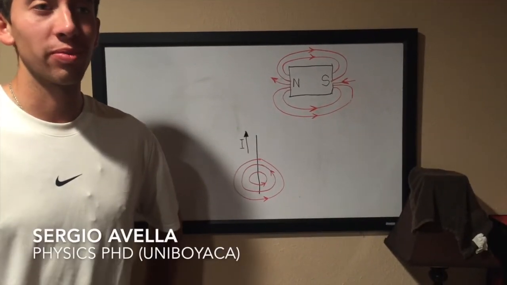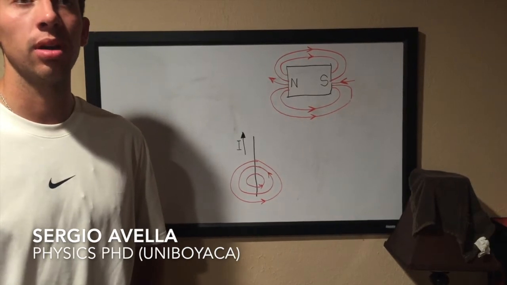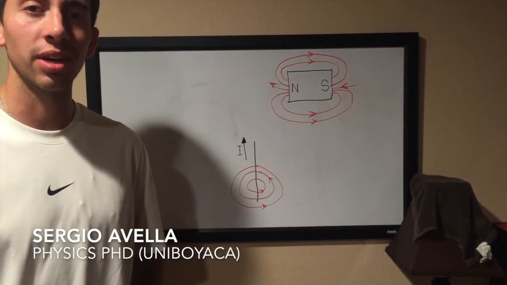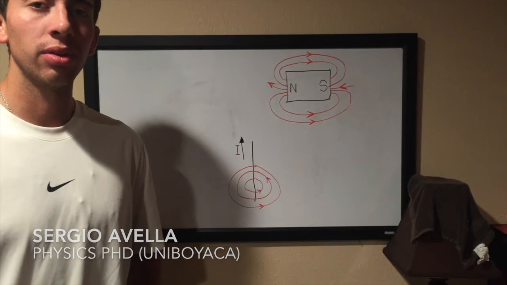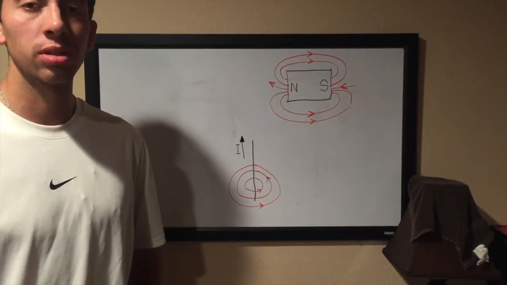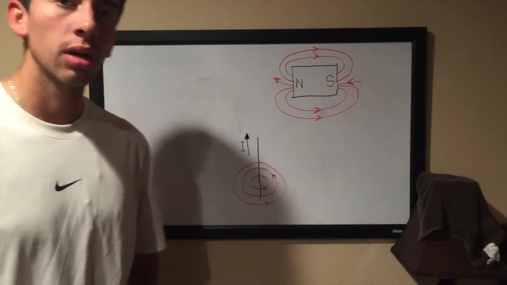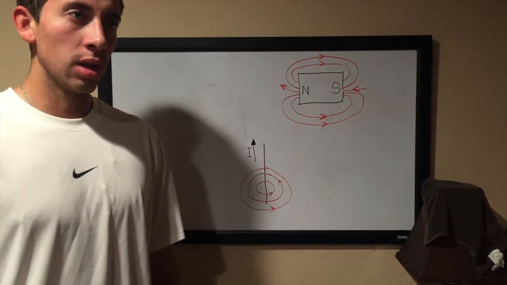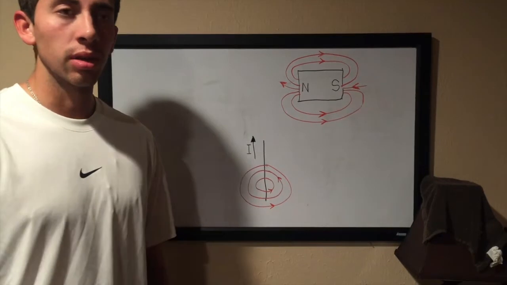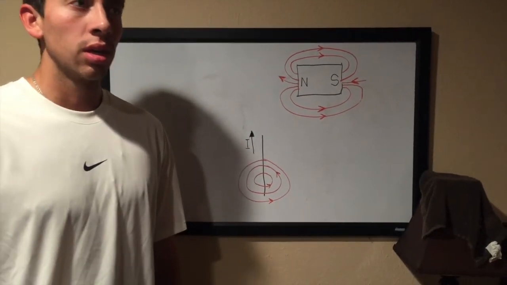In our experiment, we'll talk about magnetic field lines and their direction. We'll talk about the right-hand rule, and later we'll explain the magnetic field on a solenoid. So first, the basics: the magnetic field and the direction of the magnetic field lines.